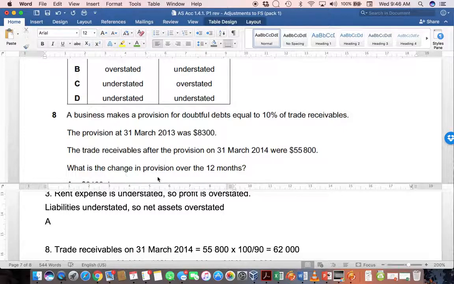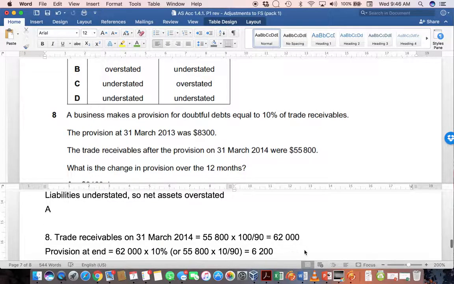What is the change in provision over the 12 months? Well, before we can even worry about that, we need to factor in this little piece of information there to see what is the trade receivables at the beginning. And the way that you'll do that is you'll take your 55,800 that was given, and in effect, the easiest is to just say divide by 9. But what I'm doing here is I'm saying that what I'm looking for is 100% of the 90% that this represents. So you can work backwards to find out that actually the total trade receivables is 62,000.